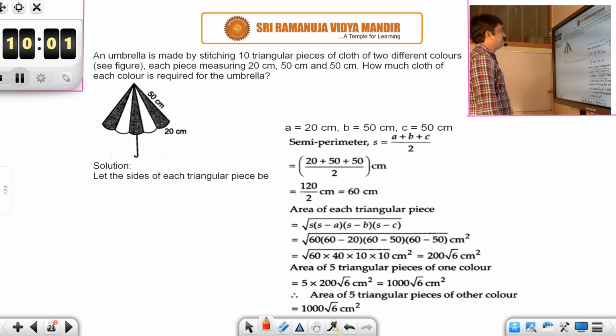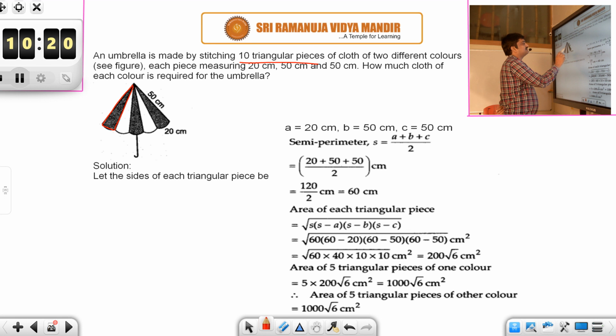An umbrella is made by stitching 10 triangular pieces of cloth of two different colors as shown. See, the umbrella is made by stitching 10 triangular pieces. So these pieces are triangular in shape.